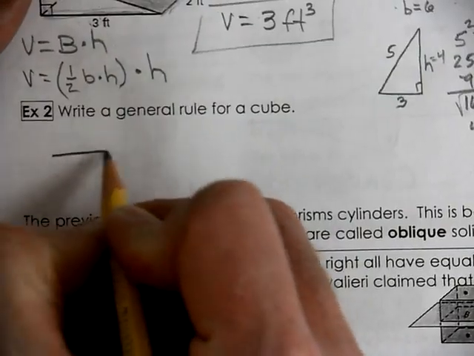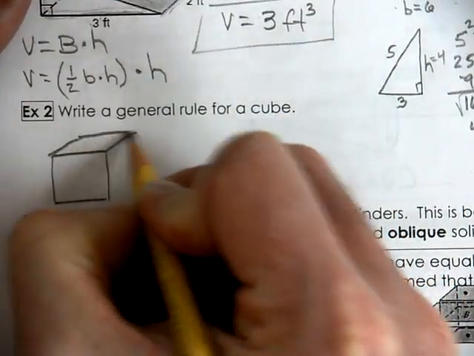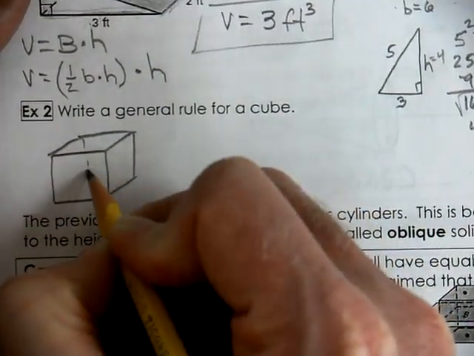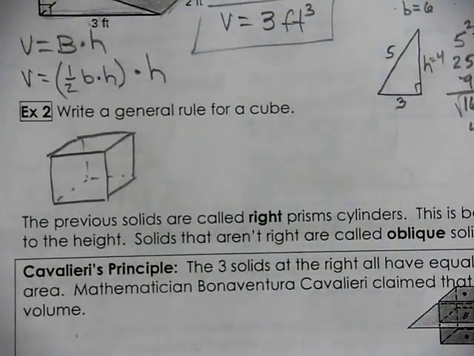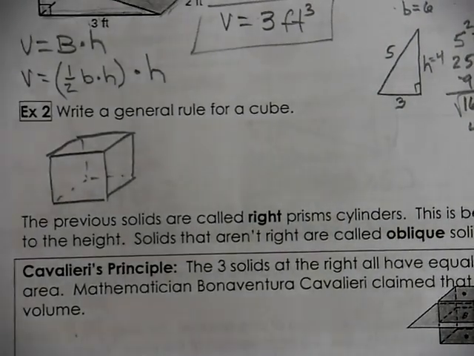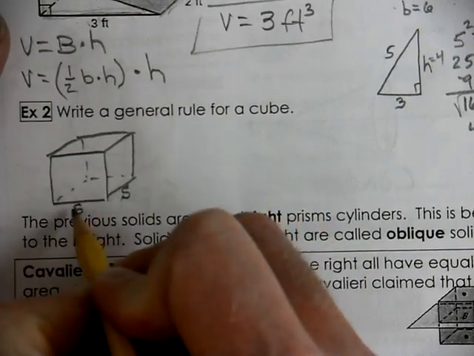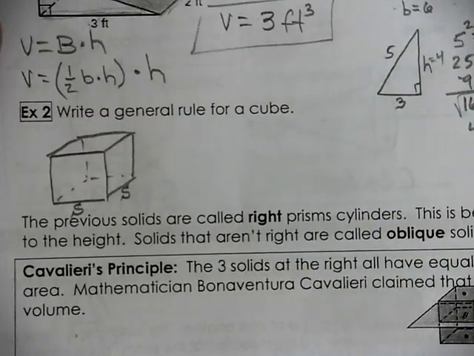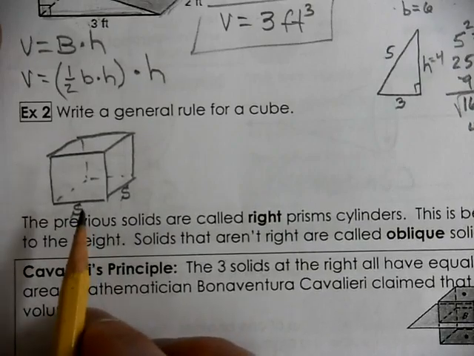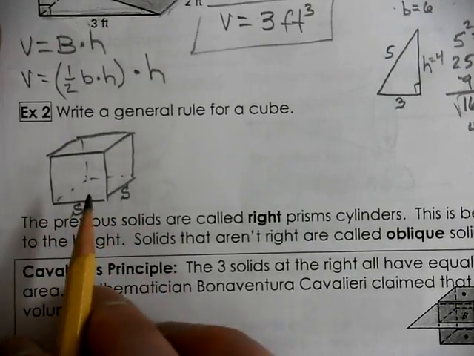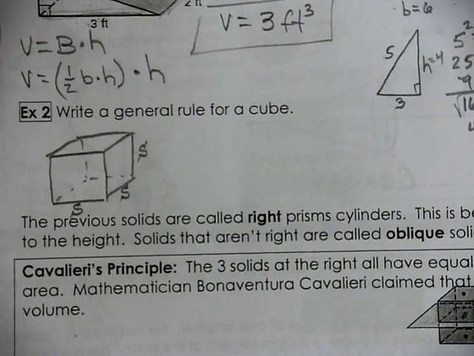A cube, we talked about a cube a little bit already. A cube kind of looks like a dice, a single die. It has the same length across the bottom. So I'm putting S for side. It's typically a square on bottom and it's a square on every side. So S times S is the area of the bottom, times S is the length up and down.